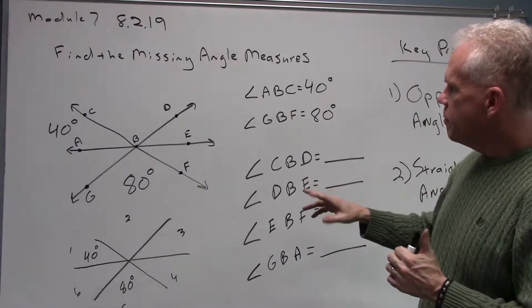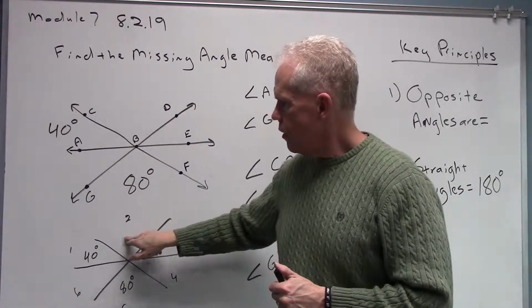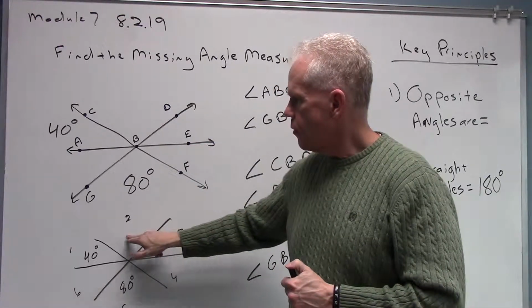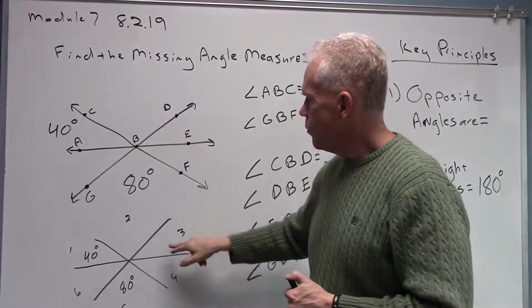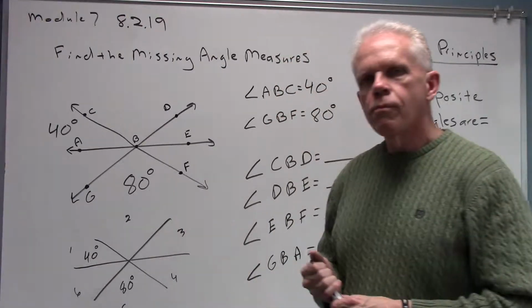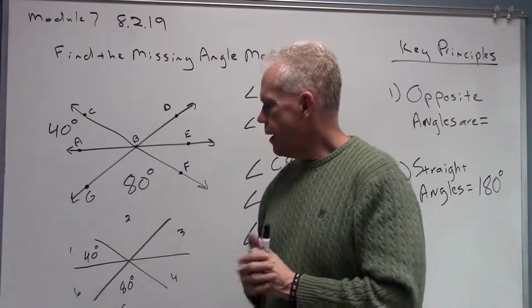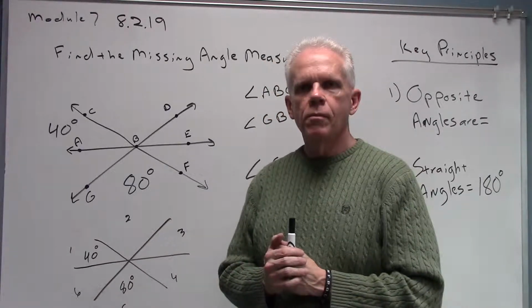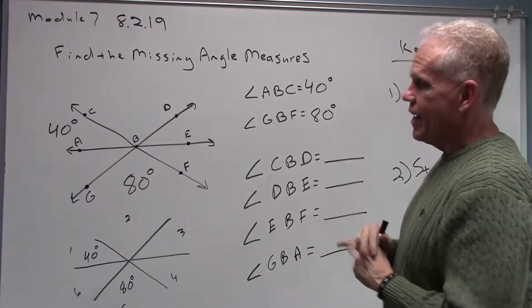As you're finding the measures, CBD is the same as number 2 on your paper. DBE is number 3, and so on. I think that's a good approach: draw the figure right on your paper and start filling in those numbers. You can see things much easier that way for how the angles are going to go.